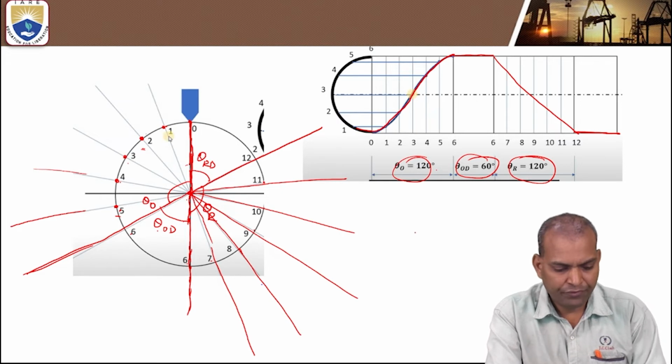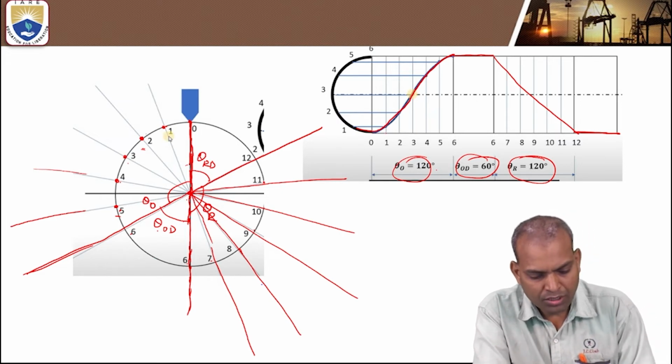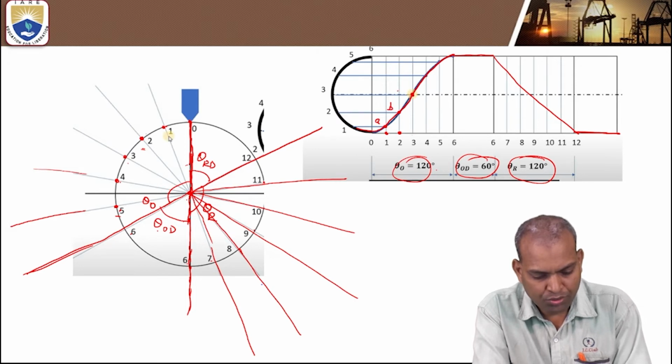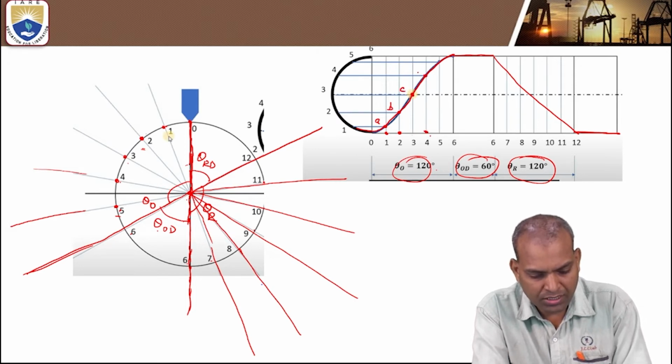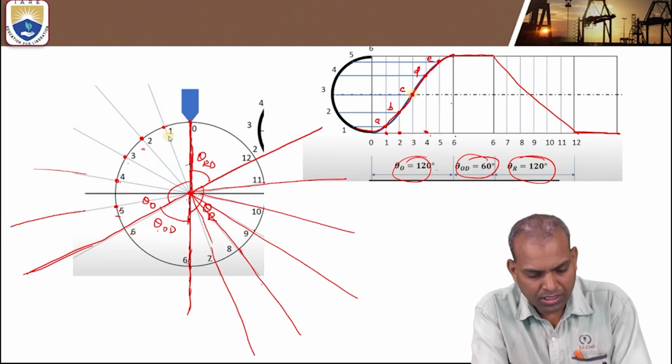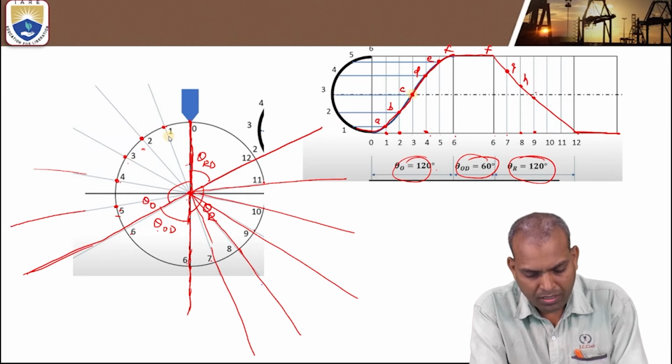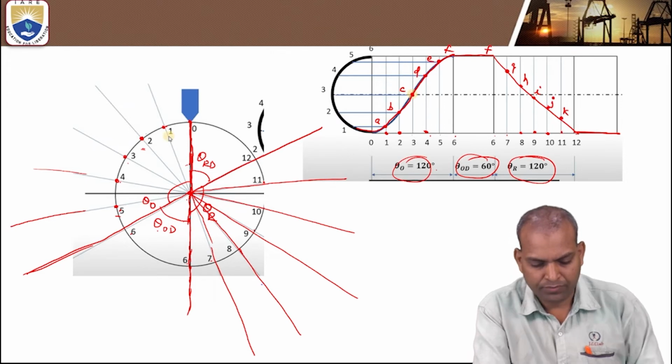Here, this is point 1, and this intersecting point I am taking as A. Point 2's intersecting point is B, 3 to C, 4 to D, 5 to E, 6 to F. Similarly, 7 to G, 8 to H, 9 to I, 10 to J, 11 to K, and 12.